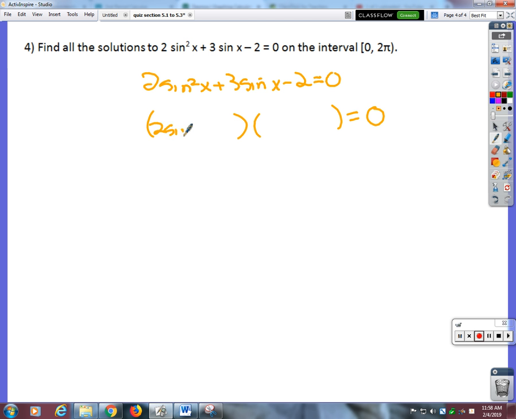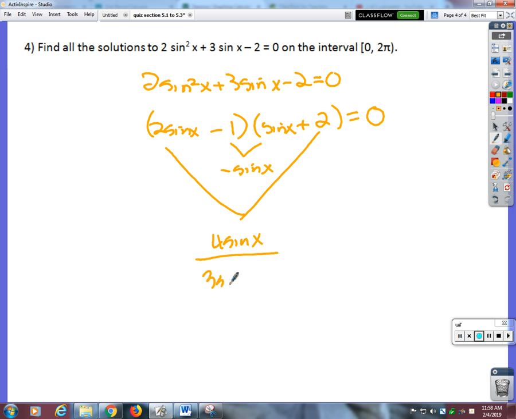So I'm going to go 2 sine of x and sine of x in front because those two things will multiply together to give me 2 sine squared. Then I know the only way for me to get a 2 is to multiply a 2 and a 1 together. I'm going to go with a 1 there and a 2 there because if I make this positive and this negative, these two inside terms would multiply together to be negative sine of x. Those two outside terms would multiply together to be 4 sine of x. And if you combine those, you would get 3 sine of x, which is what we want.